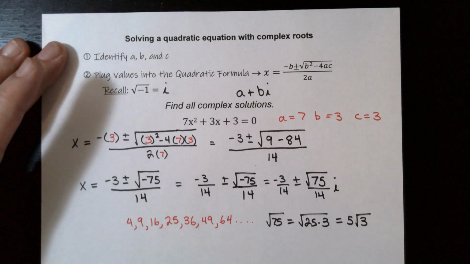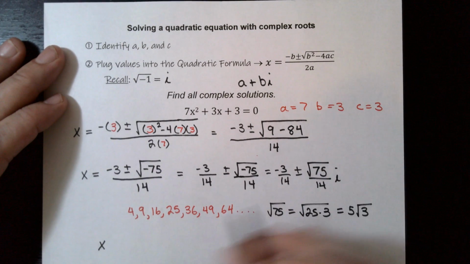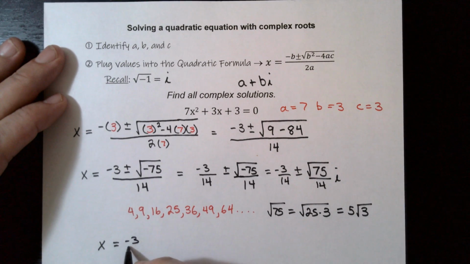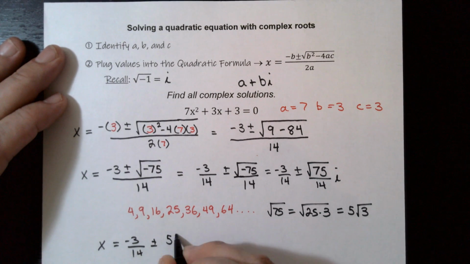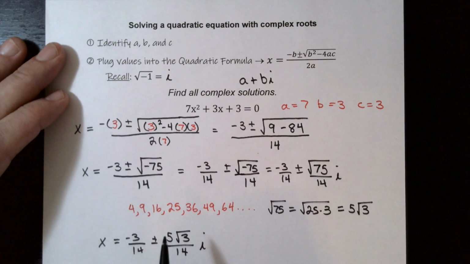Okay, so I'm going to write down my answer now, going back to here. I have negative 3 over 14 plus or minus 5 square root of 3 over 14 i. These will be two different solutions, one with a plus and one with a minus. Okay, let's do another one.